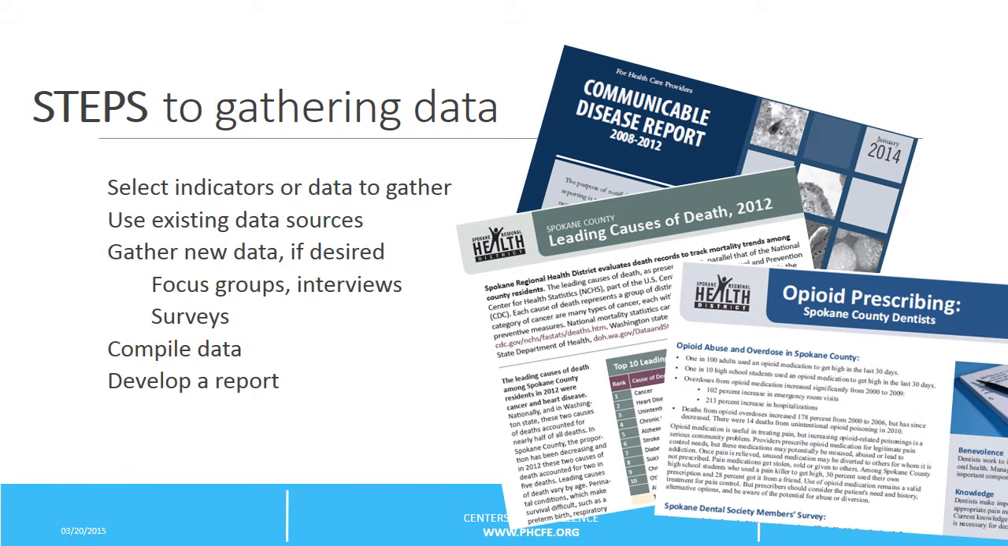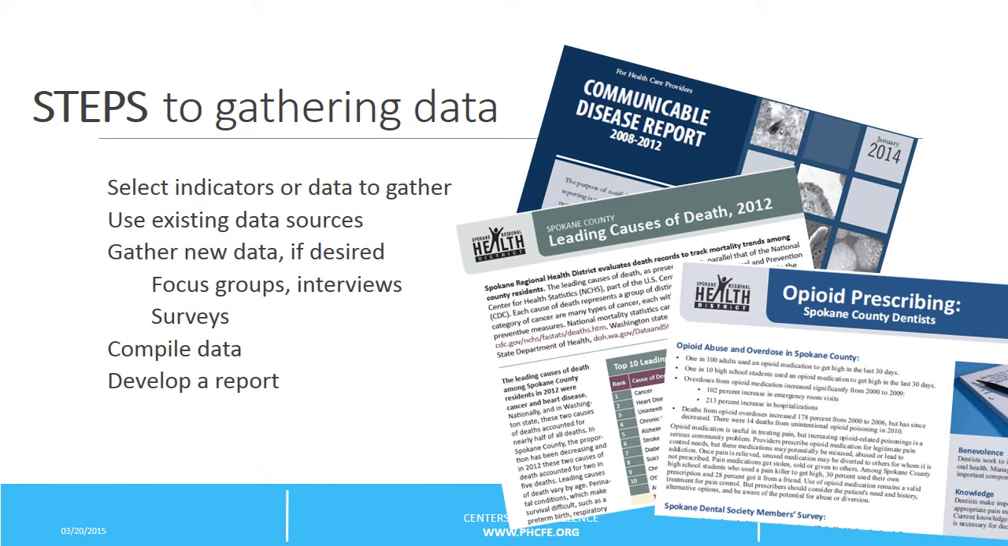Here are some general steps to gathering data and developing your report. Decide on what indicators or data you want to use. Find where you can get that data. Possibly collect data that is missing or unavailable through focus groups or interviews of key people in your community, or gather data through a survey.